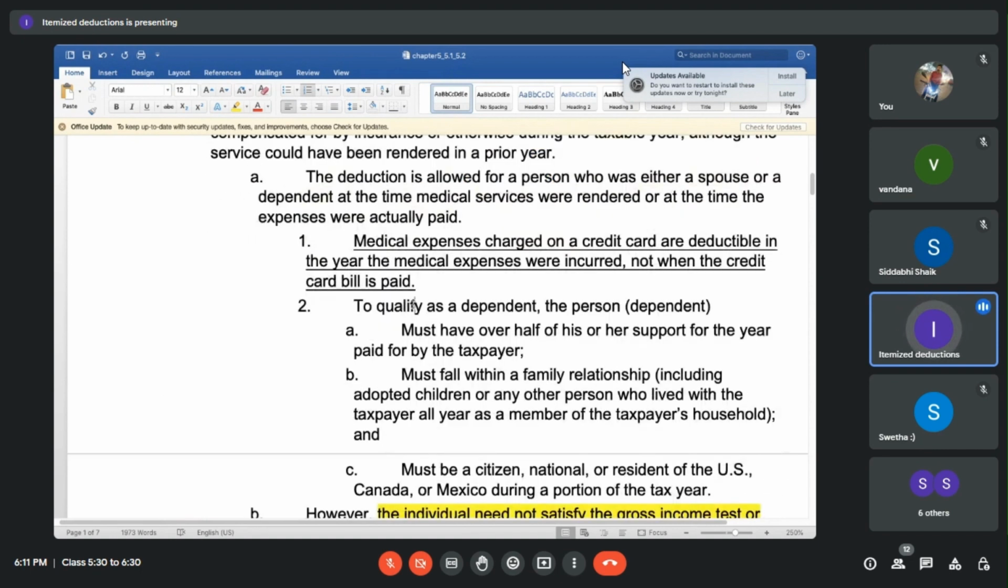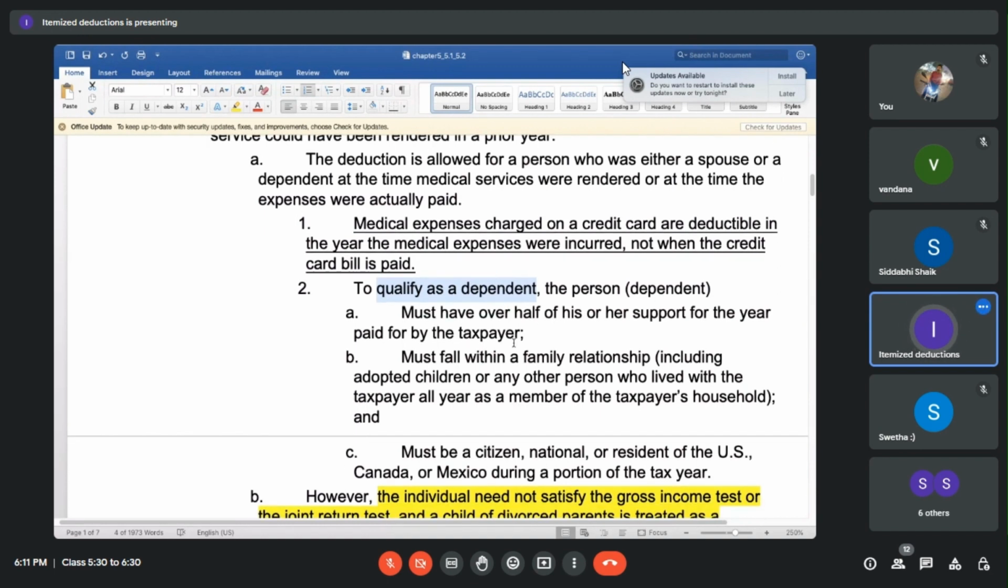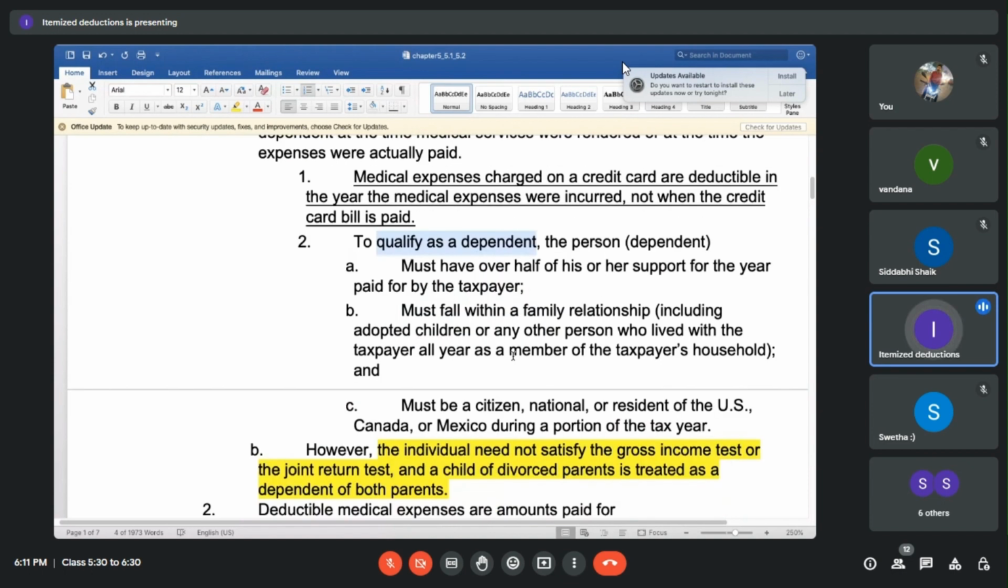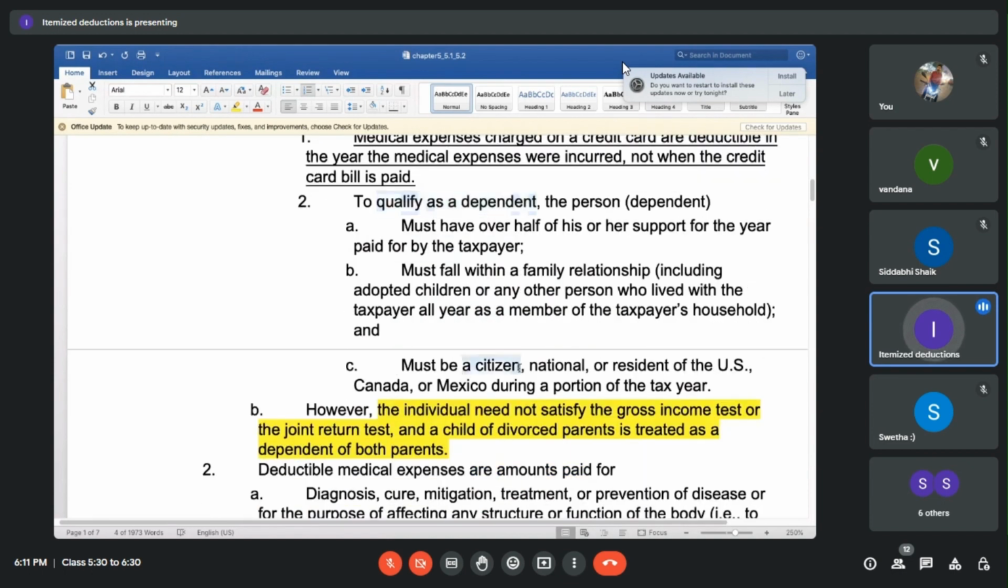You can also take expenses incurred on dependents, like your kids or spouse or parents, if they're considered dependents. There is a whole different topic on who is considered a dependent, and we're not going to get into that, but we'll see that even dependents' expenses can be taken. But the dependent has to be a citizen or resident of US, Canada, or Mexico.